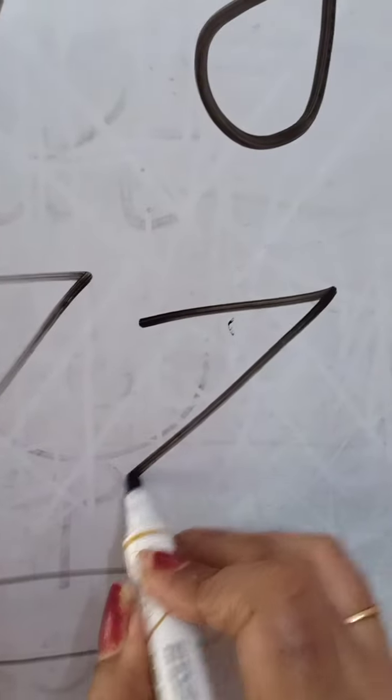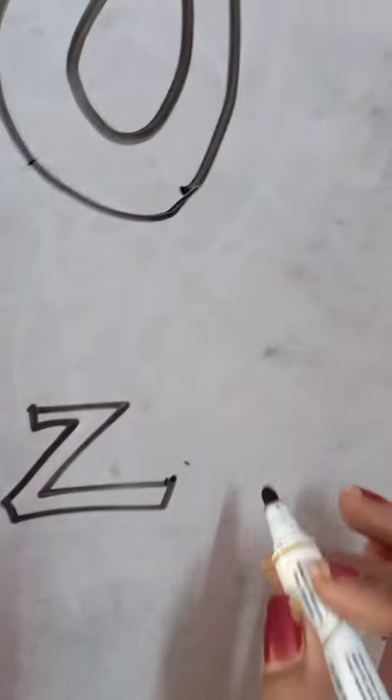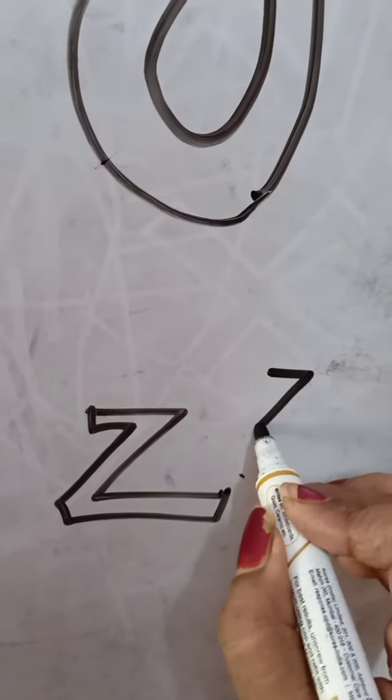Now see for capital Z, just zigzag. Small z is exactly the same but small, written zigzag. So this is capital Y and capital Z.